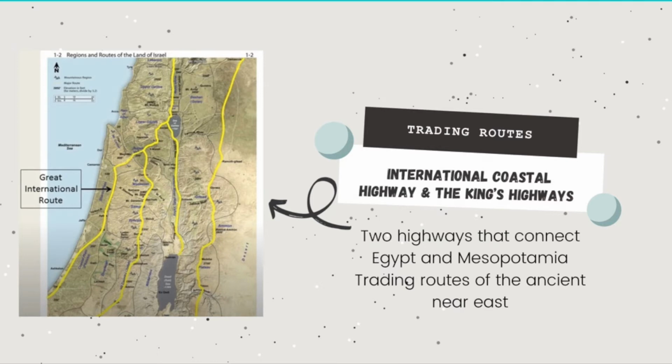So the International Coastal Highway, which was a trading route, and then the King's Highway are two trading routes that connected Egypt and Mesopotamia. So you can see how important this strip of land was to the rest of the world, because it connected the rest of the world together. They have to pass through to get to Egypt, and if they have to go further east, they would have to pass through Canaan to get further east to Mesopotamia.